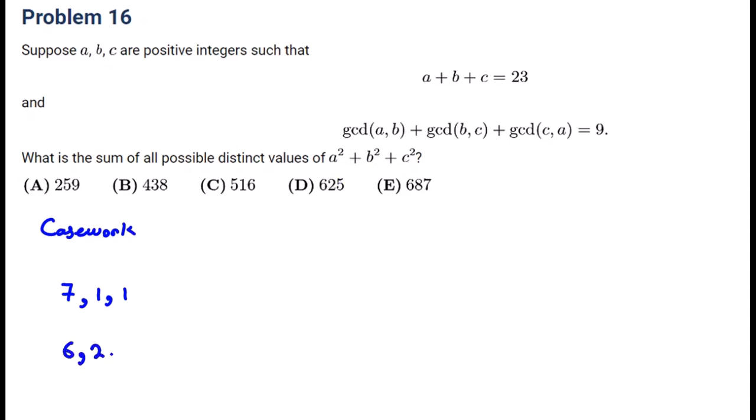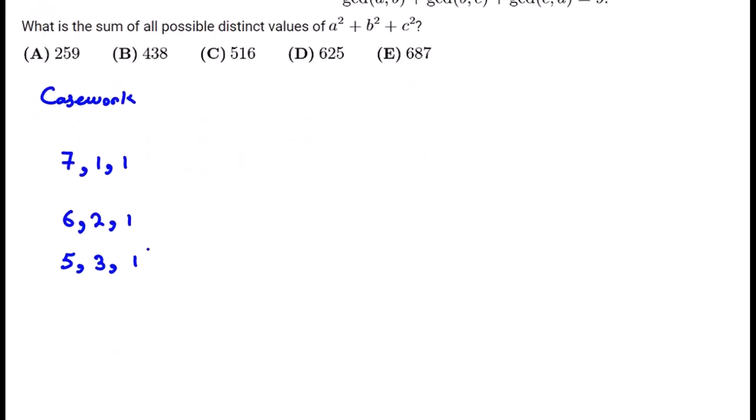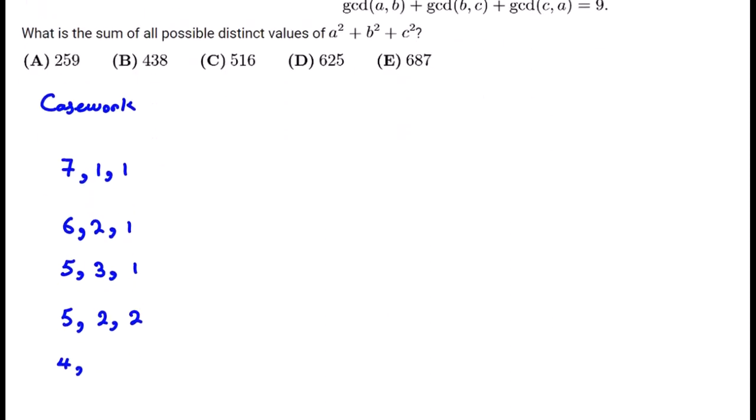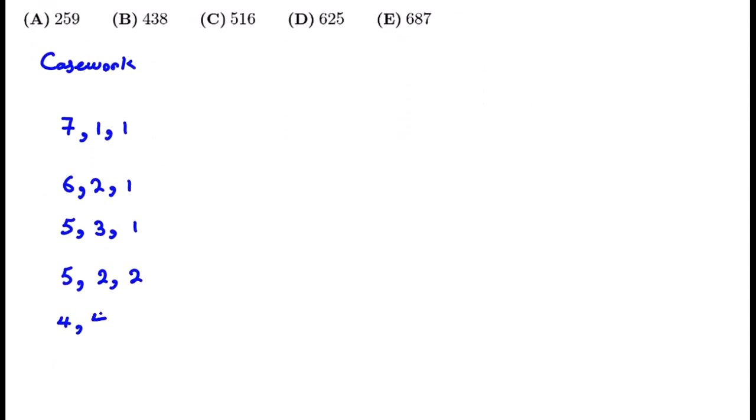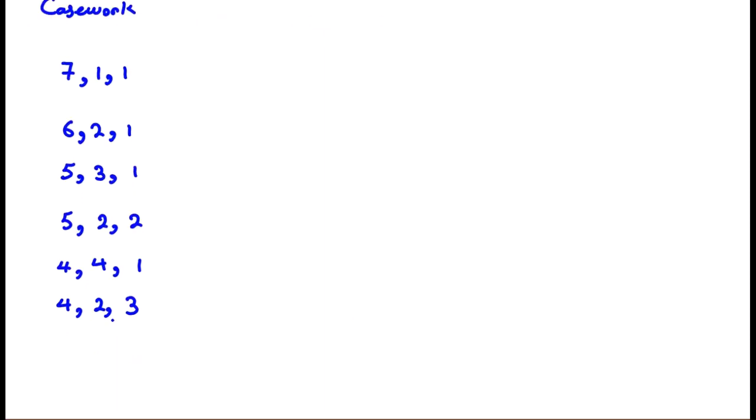7, 1, 1; 6, 2, 1; and 5 here, 3, 4; it's 3, 1, 5, 2, 2. If the maximum one is 4, then 4, and the sum is what? The sum is 9. So 5, 4, 4, 1, 4, 2, 3. Okay. Now, if the maximum one is 3, 3, 3, 3.